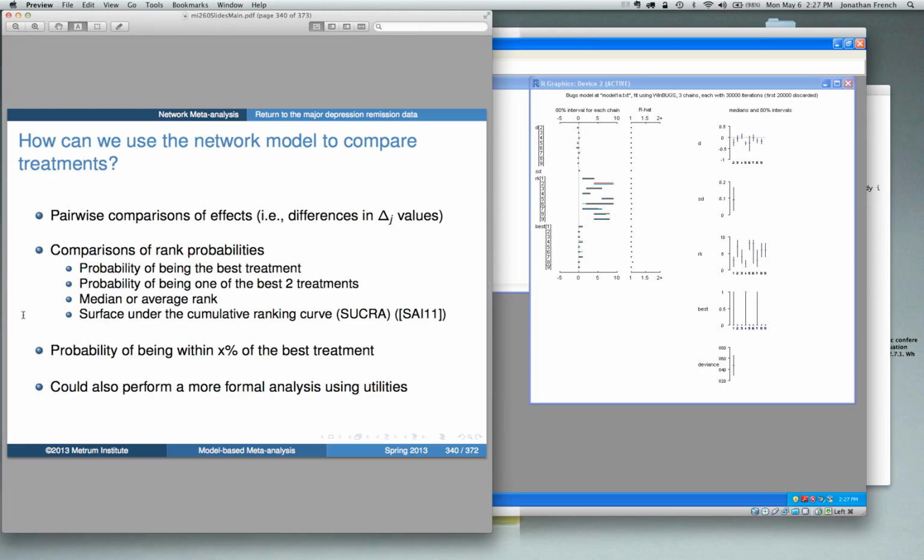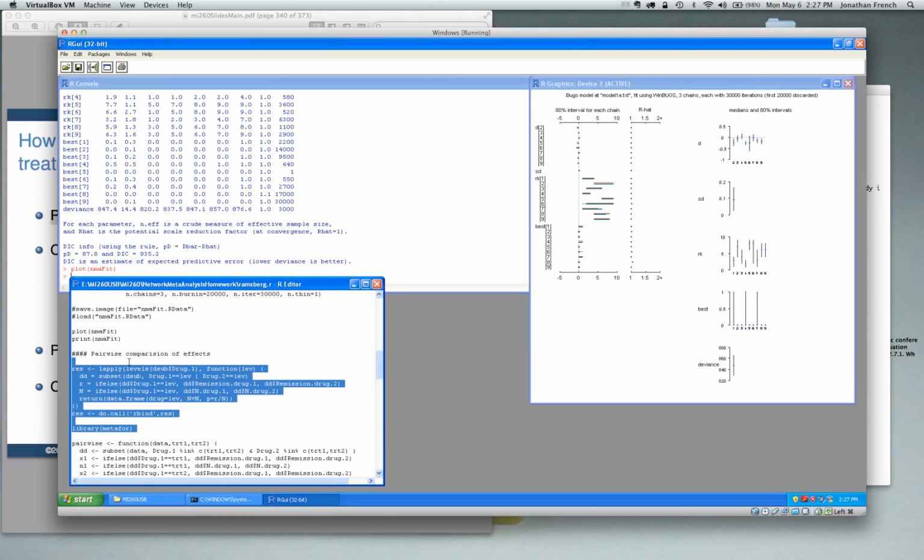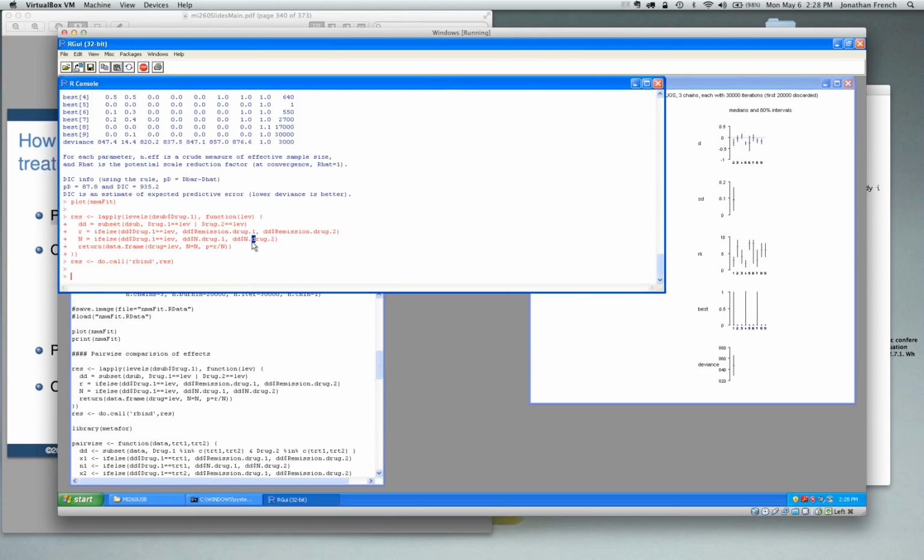So in terms of making comparisons, the first thing that we'll do is look at these pairwise comparisons of effects. It's fairly simple to work simply with the posterior distribution to get those comparisons of effects, but I think it's oftentimes useful to put those in context of the data. And in order to do that, we need to reshape the data set a little bit. So what I do here with this little chunk of code is to turn the data set around. So let me run this and then I'll show you what it looks like.